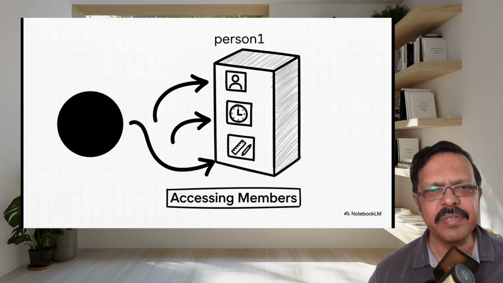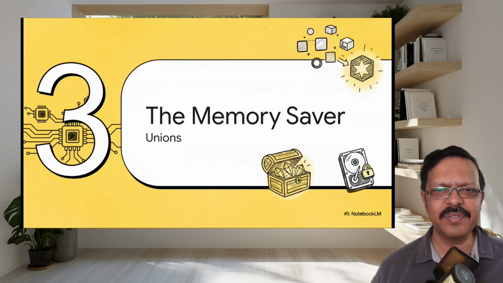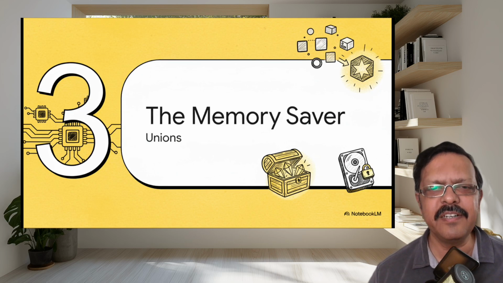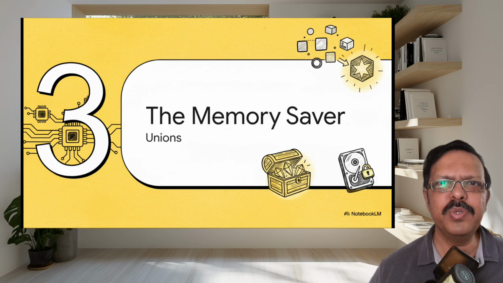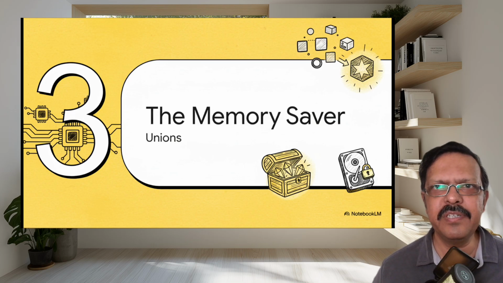But sometimes you don't need all members at the same time. This is something interesting. This is where C offers something entirely different. This is called a union. A union is where memory is really low.